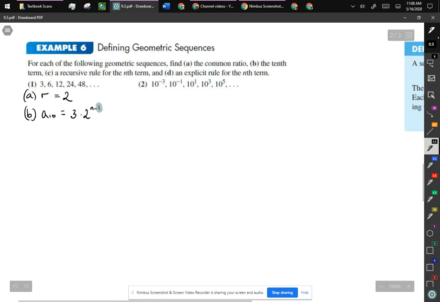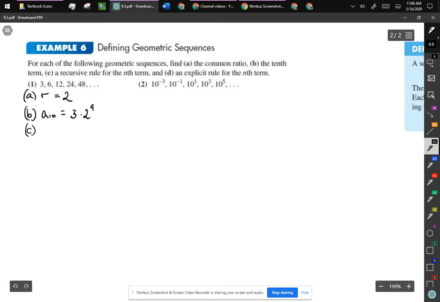Or actually, n minus 1 is, I'm already starting to write the definition. This would be 9, right? 2 to the 9th, because I would want to multiply by 2, 2, 2, 2, 2, nine times. All right, let's go to C.